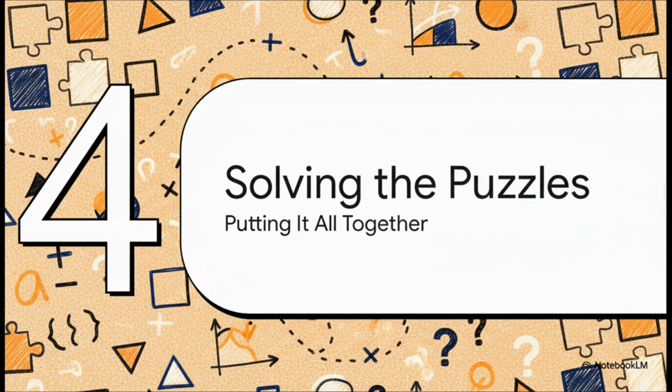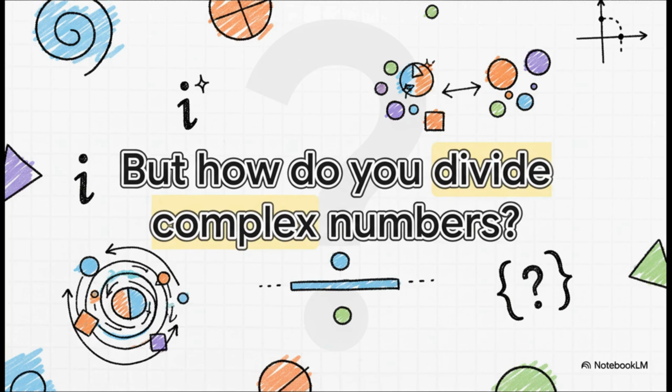All right, we're ready. We've got all our tools on the table, we understand the parts, we've got the conjugate secret weapon, and we know how to find the modulus. It's time to put it all together and tackle the final puzzles. And this is the big one. This is where everyone gets stuck. Division. I mean, what do you even do when you have a fraction with an i in the denominator? It just looks wrong, right?